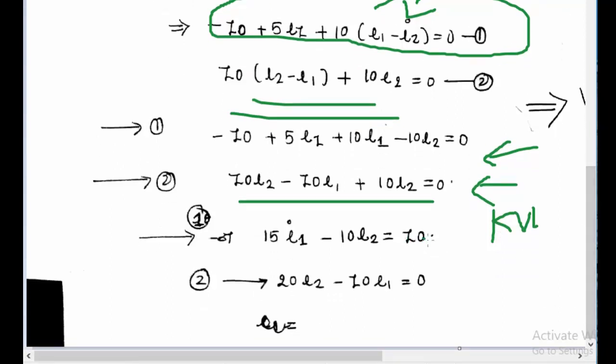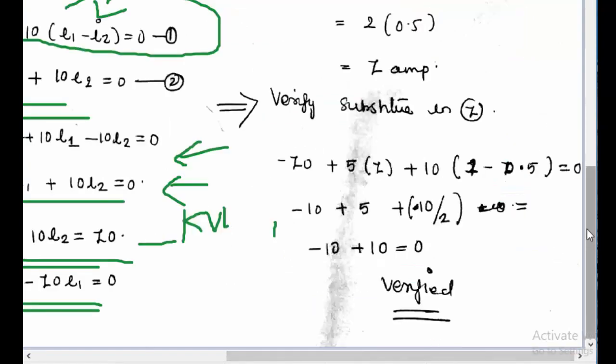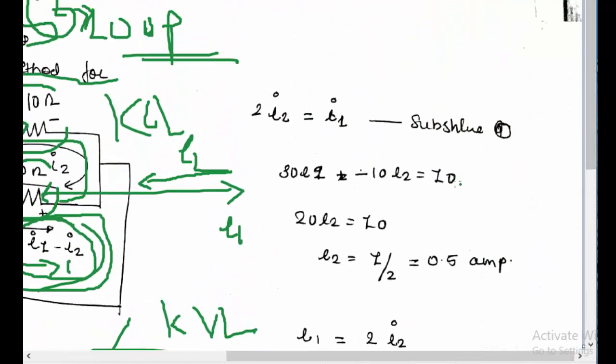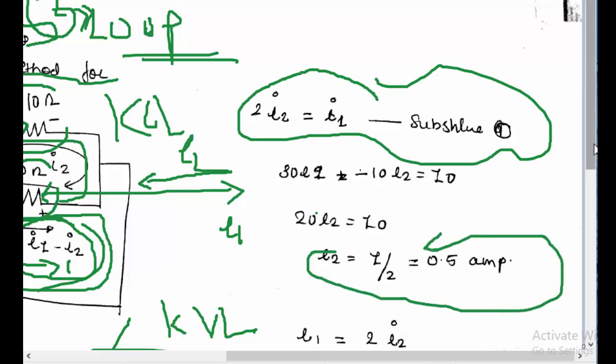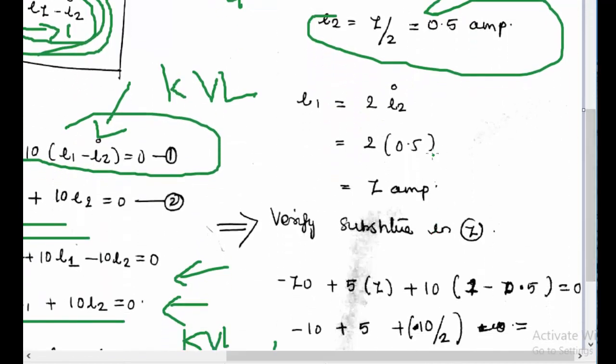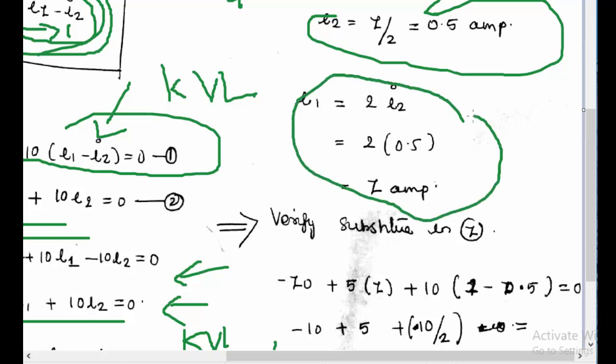And by simplifying the equations, you will get equation 1 and 2, and finally, by solving the equations, you will get I2 as 0.5 ampere and I1 as 1 ampere. That's what you will get by solving the equations.